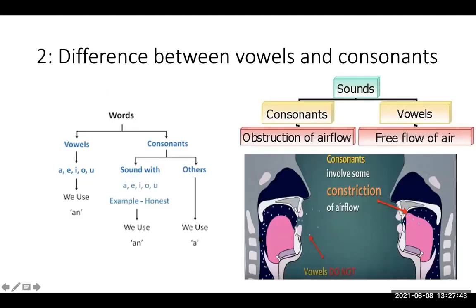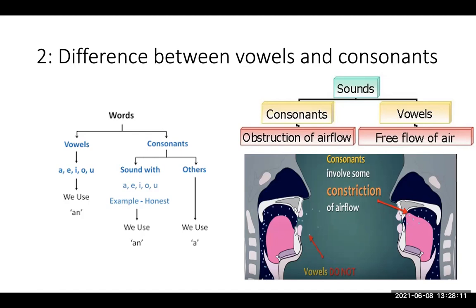Now, if you want to know more about the difference between vowel and consonant sounds, there are two major differences. The first one is pronunciation. When you are looking at the vowel sound, you can see that the air passage is open and the sound is pronounced with airflow. There's no obstruction in the airflow, there's no blockage, and it's a continuous sound. That's the same in all languages.